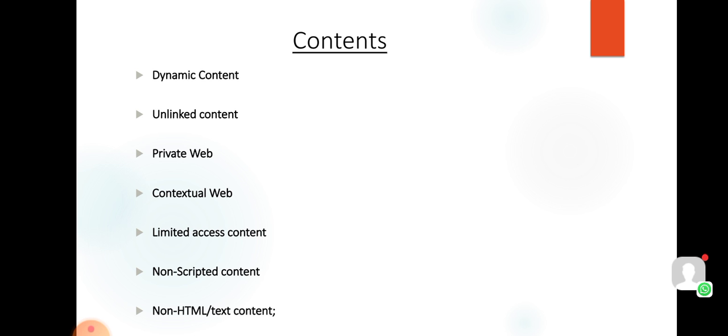Today we are going to discuss the contents of the deep web: dynamic content, unlinked content, private web, contextual web, limited access content, non-scripted content, and non-HTML text content.